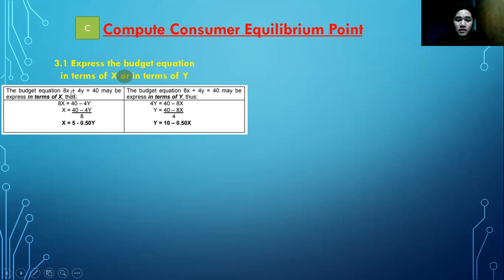Kung gusto mong kunin si x, then definitely i-transfer mo yung 4y sa kabilang side. Pag i-transfer mo to, magiging negative siya. So that is the rules under algebra, di ba? So aware naman kayo doon. Pag itinransfer mo siya, transpose mo siya sa other side, then definitely yung sign niya is magbabago. Kung positive siya, magiging negative. Ayan. So, syempre, if gusto mong kunin yung x lang, anong dapat mong gawin? Tanggalin mo yung 8. Para matanggal mo yung 8, i-divide mo yung both sides sa 8. So, 8 divide mo sa 8, that is 1. 40 divide 8 is 5, and 4y divide mo sa 8 is negative 0.5 or 50% y.